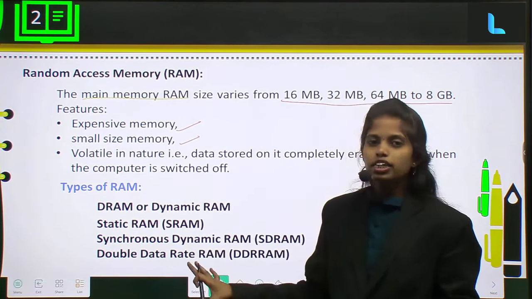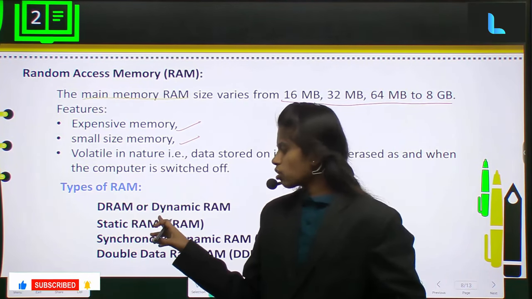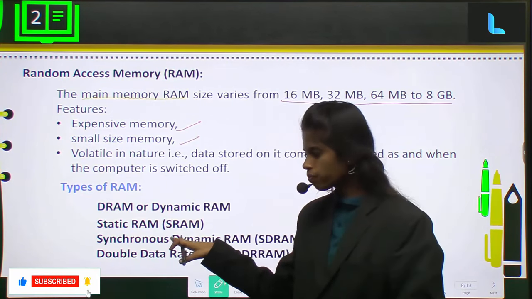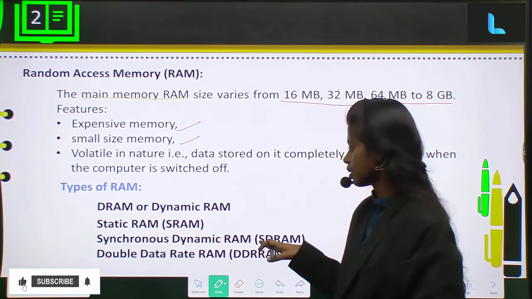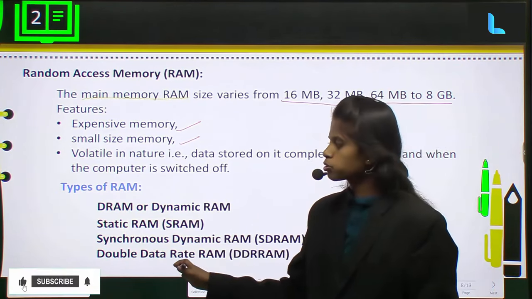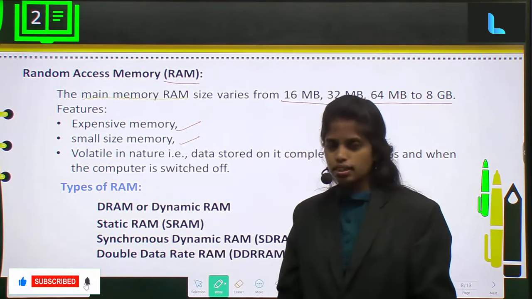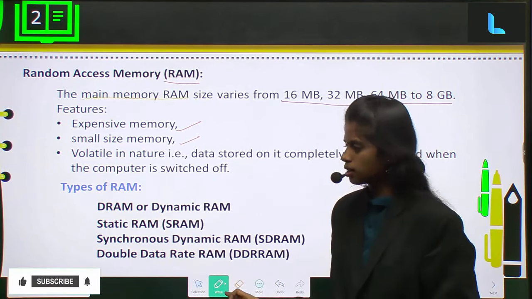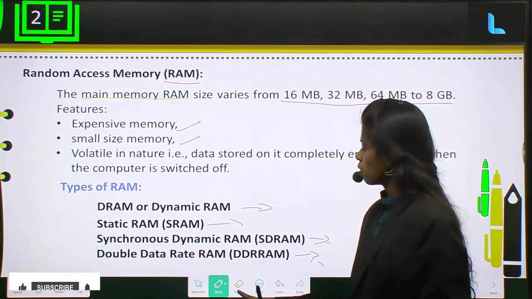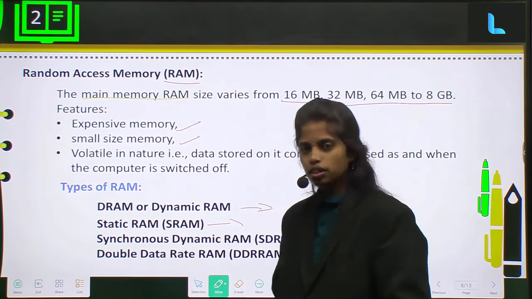Again, under the RAM you have different types. The first one is DRAM, also called dynamic RAM. Next are static RAM, synchronous dynamic RAM, and double data rate RAM. So these are the four types of RAM under the main concept called RAM, meaning the classifications. For each one you can give a one-line explanation, depending on the marks, and then move to the next part.